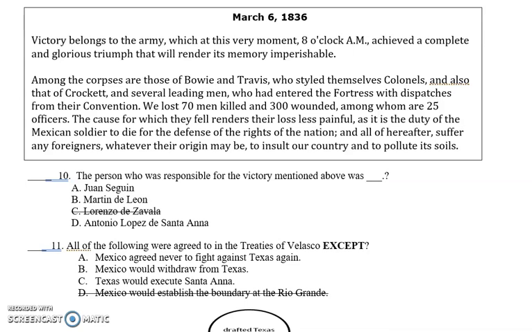Question 10. The person who was responsible for this victory mentioned above was A, Juan Seguin; B, Martin de León; or D, Antonio López de Santa Anna. Question 11. All the following were agreed to in the treaties of Velasco except A, Mexico agreed never to fight against Texas again; B, Mexico would withdraw from Texas; or C, Texas would execute Santa Anna.